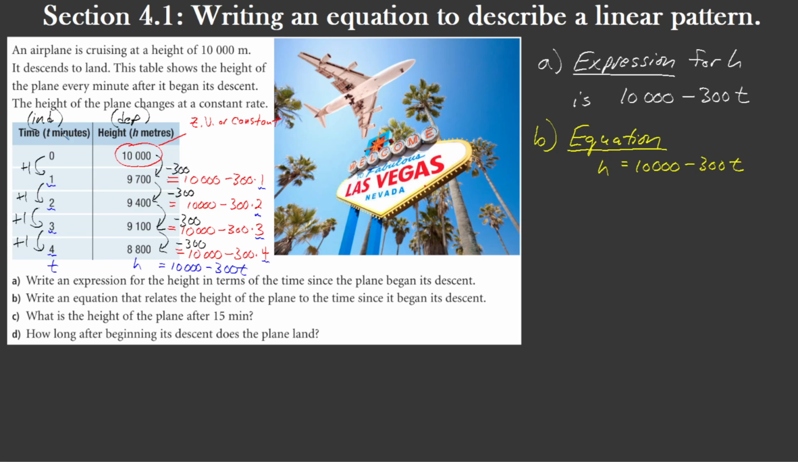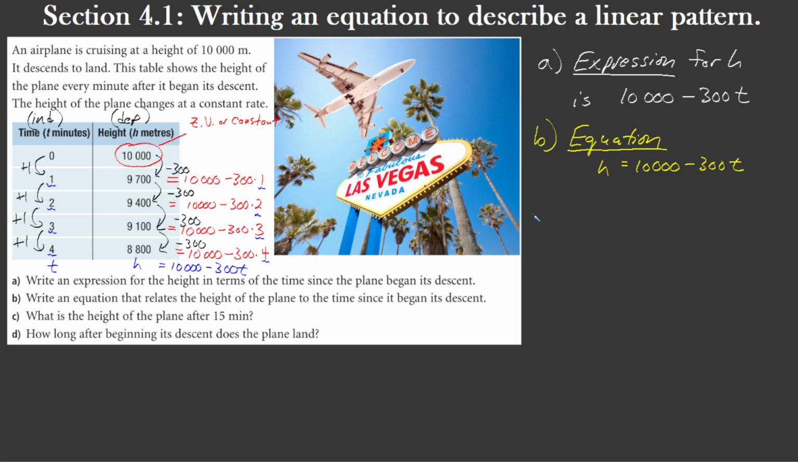The independent variable is your input, and the dependent variable is going to be your output, if you want to use language that you would have used in probably grade 7 and grade 8. This is like an input-output table. So there's A and B done. Question C says, what is the height of the plane after 15 minutes?